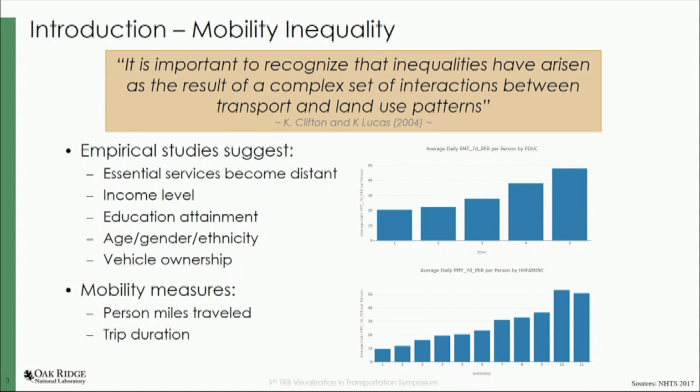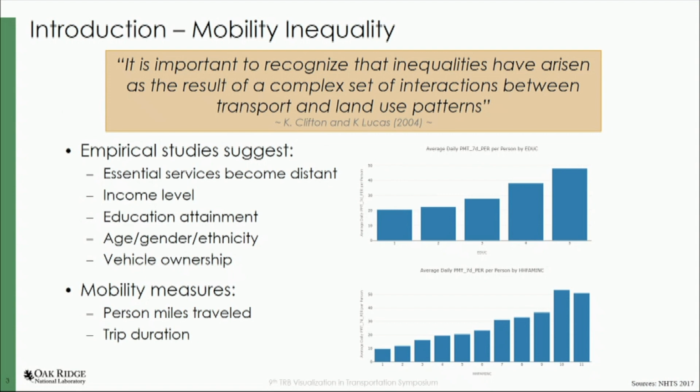On the right-hand side, I'm showing 2 charts, just to show you some ideas of what I mean. On the top, the x-axis is the education attainment. The higher the number is, the higher the education you get. Number 5 is graduate school or above. Number 1 is without a high school degree, I think. The y-axis is the number of person miles traveled. As you can see, it seems that with a higher educational level, you're actually traveling longer distances.